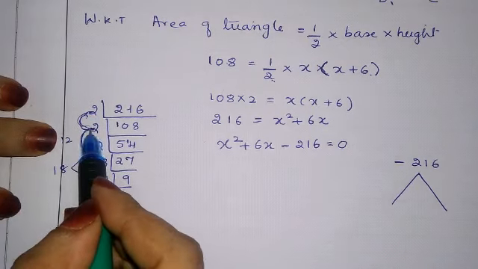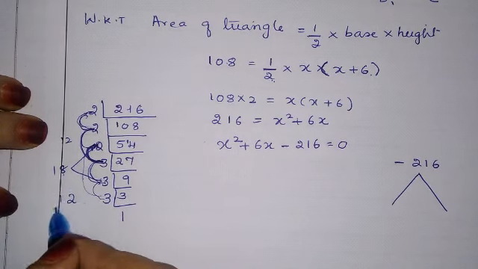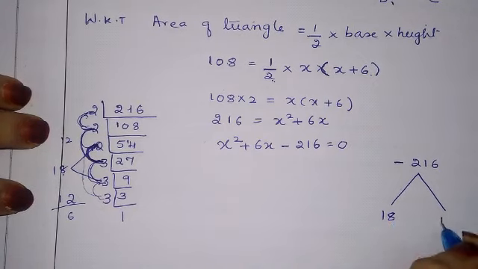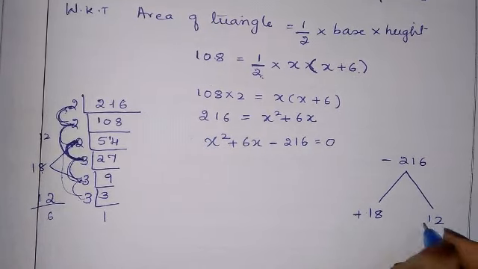2 2s are 4. 4 3s are 12. Okay. 18 and 12. 18 minus 12 is 6. Correct. We got 18, 12. But the greater sign is plus. So here plus and here will be minus.